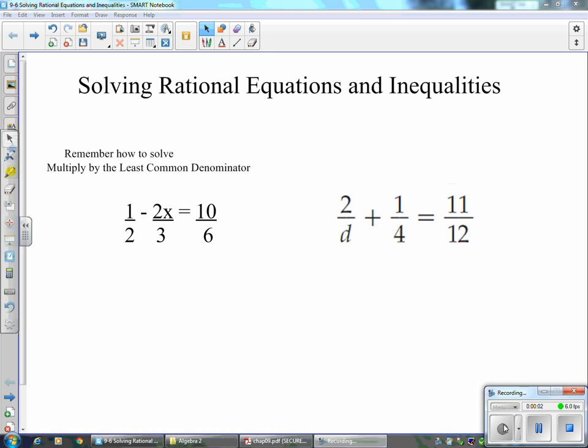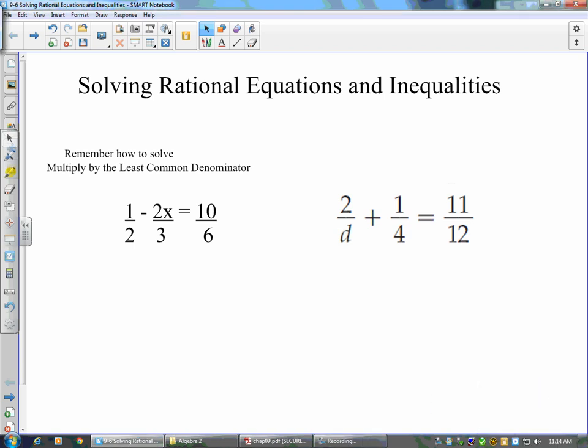Hello. Today we're talking about solving rational equations and inequalities. The first thing I want to bring you back to is, do you remember how to solve problems that had a lot of fractions in it? We multiplied by the least common denominator and our fractions disappeared.